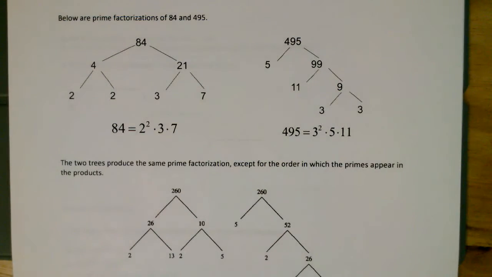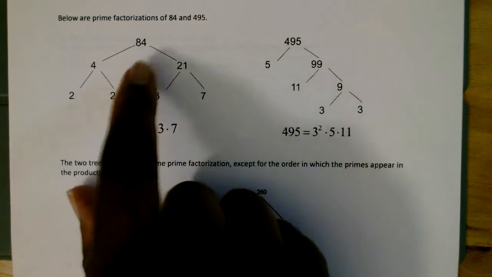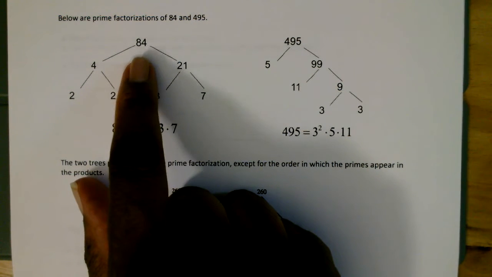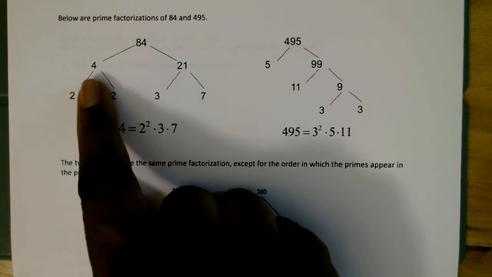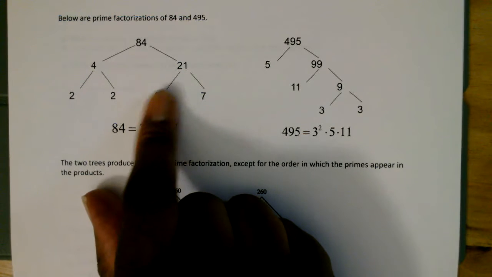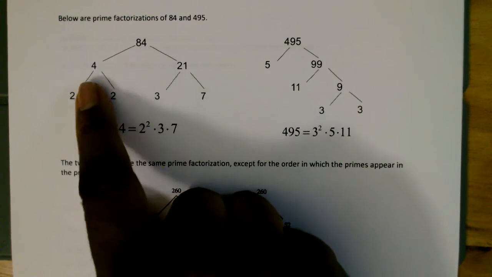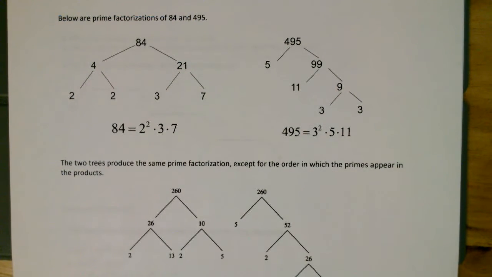So let's look at these two examples here. Here we have a prime factorization for 84 and for 495. Starting with the 84, what they did was they came up with two numbers that are a product of 84, which will be 4 and 21, because 4 times 21 does give us 84. Well, 4 is not prime and 21 is not prime.